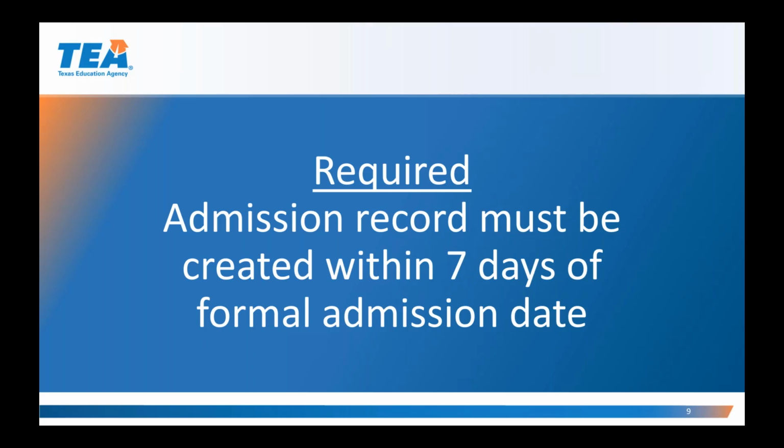Let's run through a quick overview of the data that is reported for candidates in your EPP. First, the data collection and reporting process begins with candidate admission. Per formal admission requirements in 19 TAC 227.17(e) and contingency admission requirements in 19 TAC 227.15(c), candidate admissions are reported to TEA within 7 calendar days of the formal admission date by creating an admission record for them in ECOS.